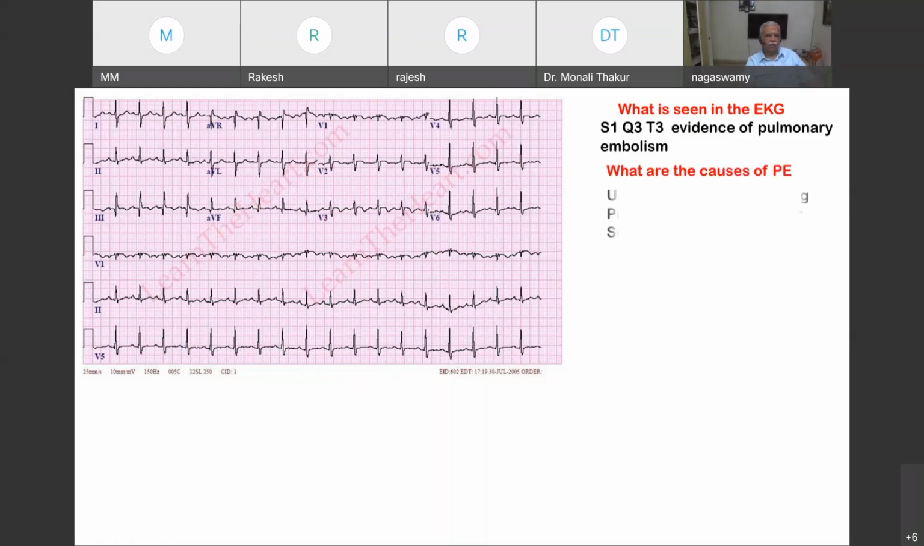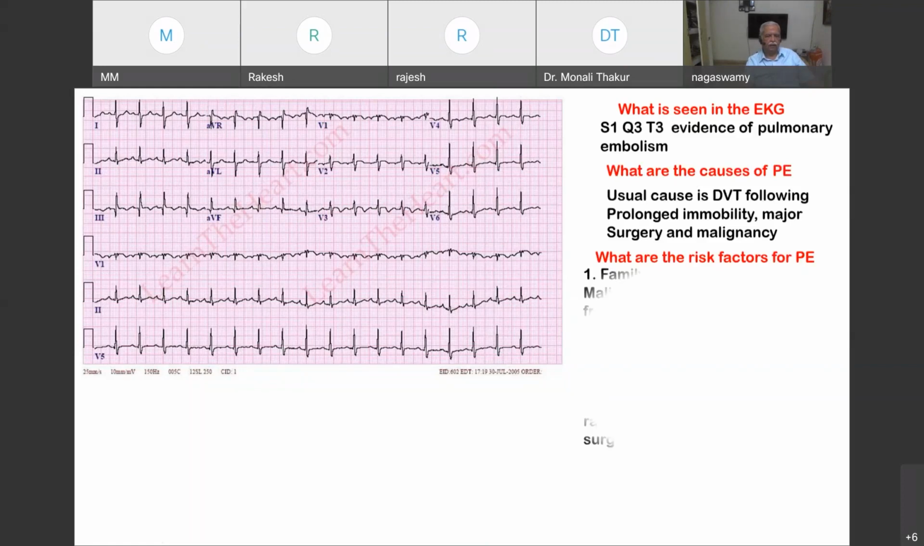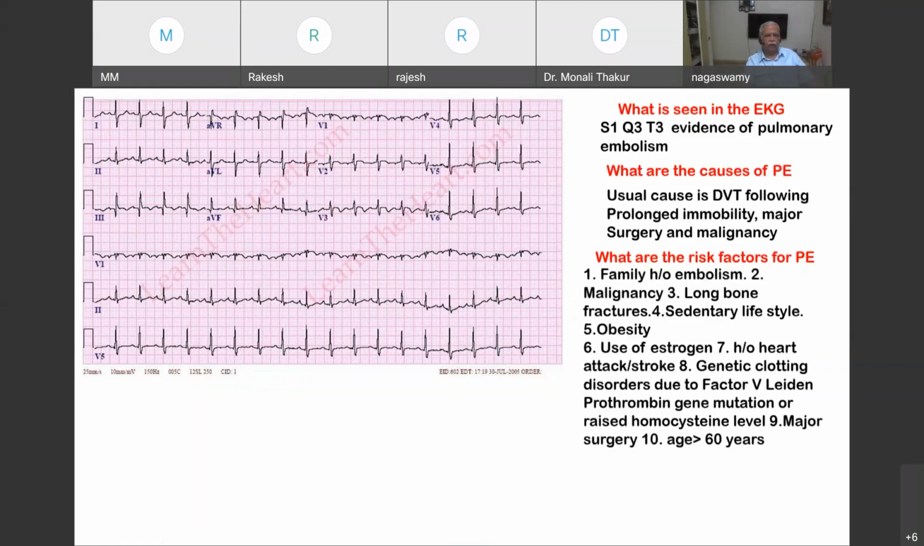Yeah. So the usual causes are prolonged immobilization, surgery, and malignancy. The risk factors are family history of embolism, malignancy, long bone fracture, sedentary life, obesity, and all these things. So what will be the clinical features if a patient gets pulmonary embolism? Sir, the patient will have a history of cough, chest pain, difficulty in breathing, and hemoptysis.